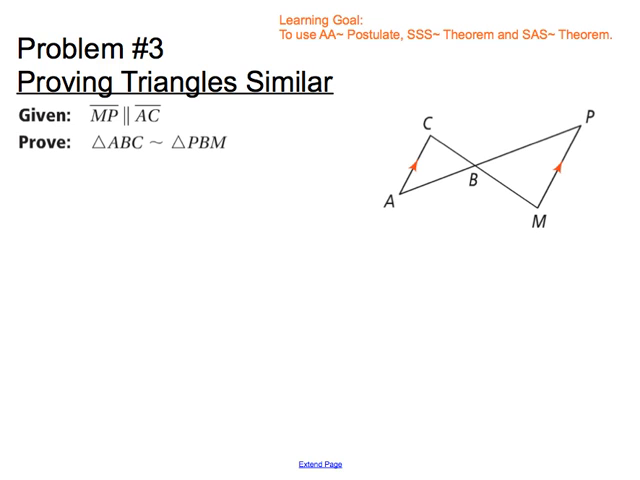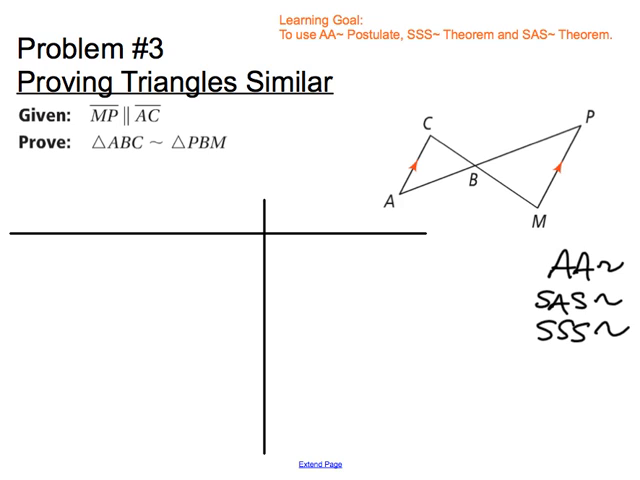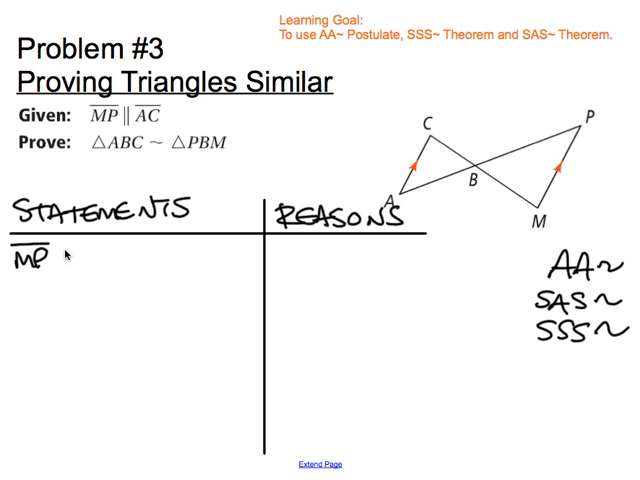So proofs are back. If we want to prove that triangle ABC is similar to triangle PBM, given only the fact that segment MP is parallel to segment AC, it's important to remember what our options are. We have angle-angle similarity, side-angle-side similarity, and side-side-side similarity. So we're going to have to use one of those in order to complete this proof. So I'll complete this proof as a two-column proof. Again, we have statements and reasons. Our first statement, as always, is the given statement that segment MP is parallel to segment AC. And that is given to us.